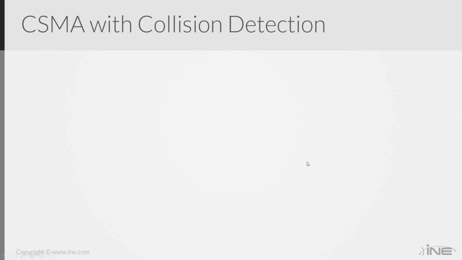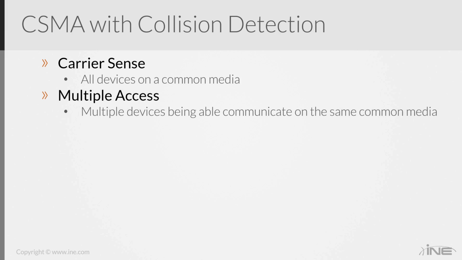Now when it comes to CSMA/CD, it breaks down. I broke this down on purpose so that it would be bullet pointed out. So you have your carrier sense, which is all devices on a common media. You have multiple access, which is multiple devices being able to communicate on the same common media. So basically a switch, right? So this is a layer 2 section. Makes sense to talk about switching.